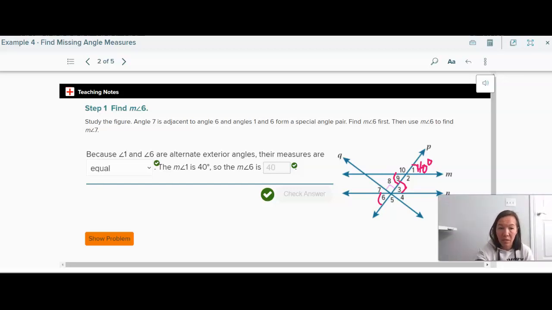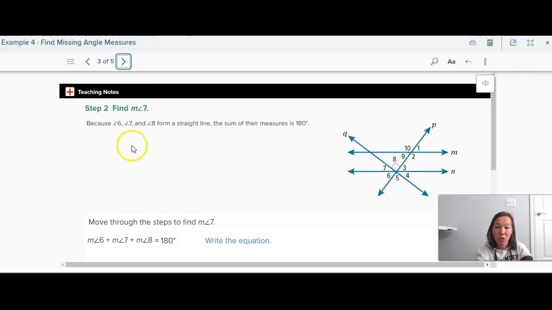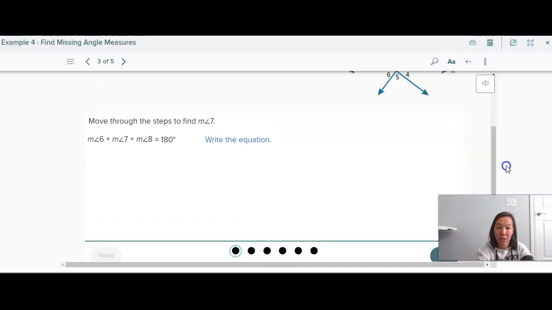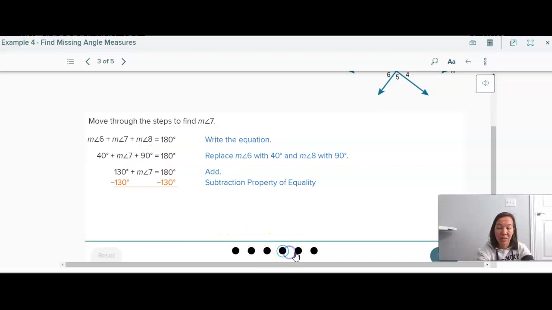So now if you look here, 7, 8, and 3 all add up to what? Those would all add up to 180 degrees, right? So 7, 8, and 3 form a straight line, or we can use 6, 7, and 8. 6, 7, and 8 all form a straight line, so those would also equal 180. Then we can very quickly find angle 7. We know that 6 is 40 and 8 is 90. So you can do all these steps, or use mental math, and there's only 50 degrees left for angle 7. So angle 7 has to be 50 degrees.